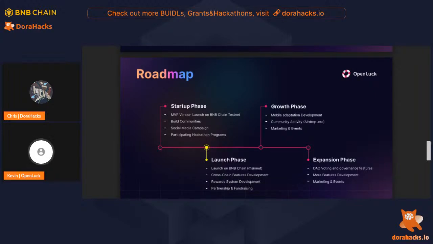Okay, this is our roadmap. The testnet is already live and the mainnet will go live in June. The testnet event is on the way, please check our Twitter for details. We would appreciate your suggestions and feedback.